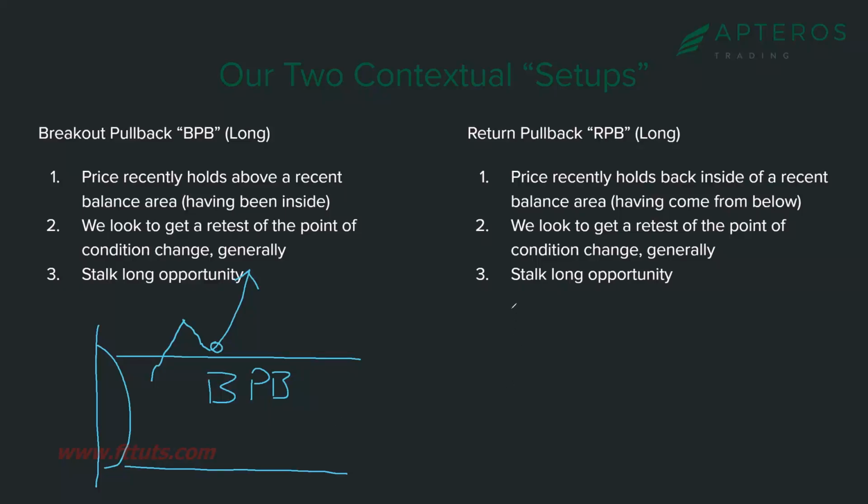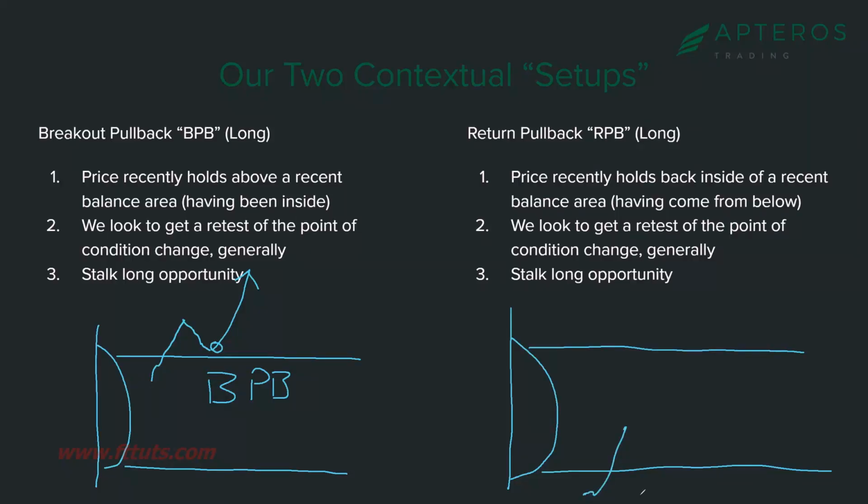A return pullback is the opposite, right? It's a mean reversion trade instead of an imbalance type play. We were, in this case, below our CVA, and we break back into it. We look for the retest. We know the law of market dynamics says we're going to go to the other side. So we look for that shift in momentum. We get long. That is a return pullback.